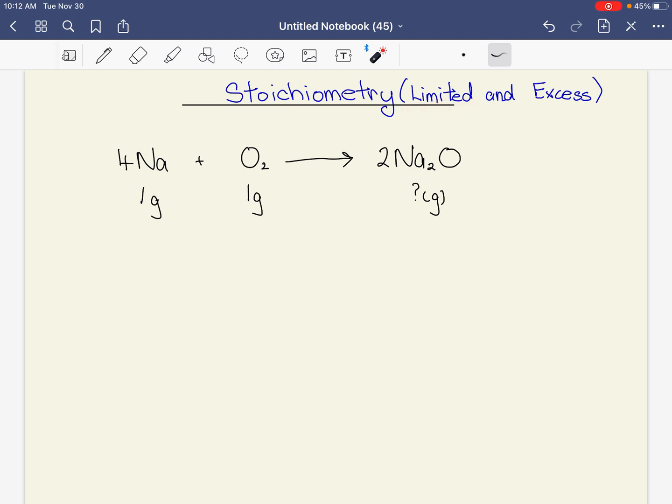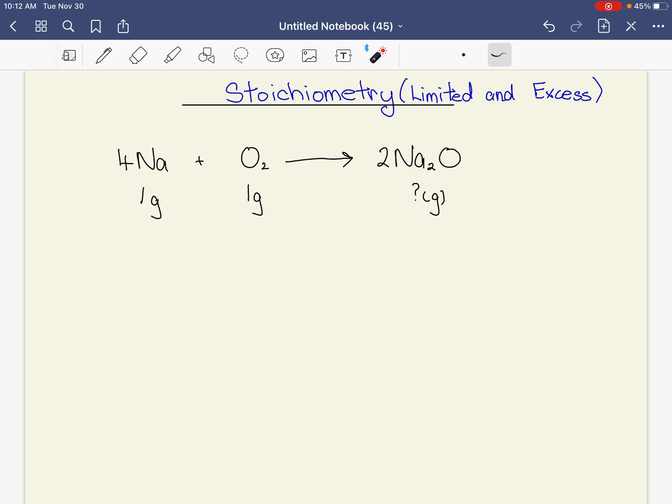So it's not 1 plus 1, obviously. I can tell you right now, it's not 2 grams. For sure, you do know that it's going to be less than 2. I mean, you're not going to be magically making mass, are you? It's going to be less than 2. But how much less? That's my ultimate question.